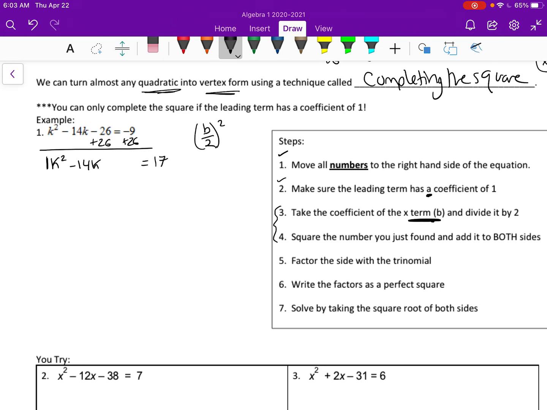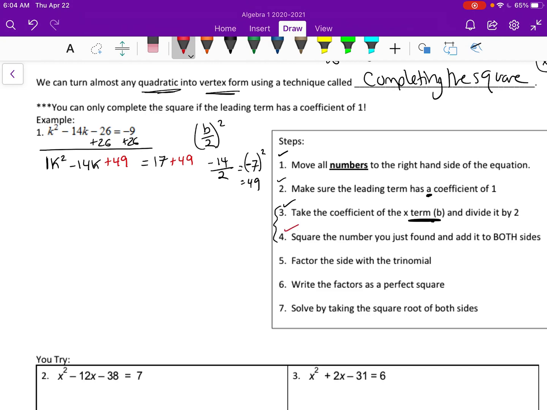All right, so let's actually do that. So I'm going to take -14, that's my b term. I'm going to divide it by 2. What do I get? I get -7, okay? And so that was step 3, done. Step 4, I'm going to square that number. What happens when I square -7? -7 times -7, it's +49. And I'm going to add that to both sides. I'm going to write +49 on both sides because of that 49 that I got there. All right, that's step 4.